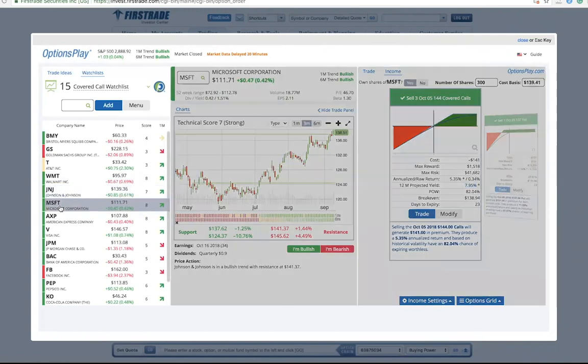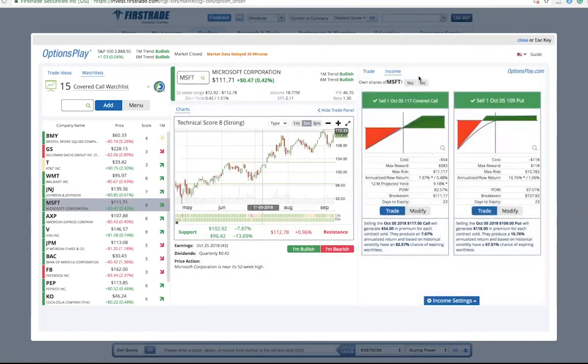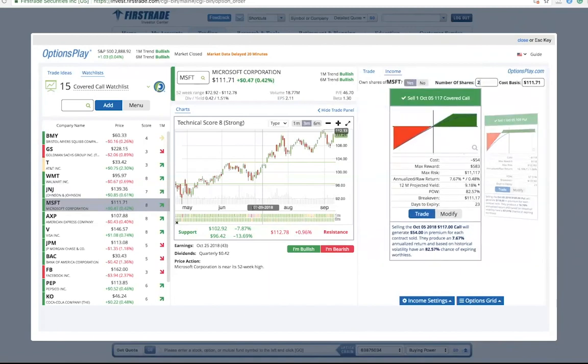Let's move on. Let's take a look at Microsoft. Many of you own Microsoft. So do you own shares of Microsoft? You click on yes, type in the number of shares that you own. Let's say you own 200 shares of Microsoft. Microsoft pays a 1.5% dividend. So if you own the stock, that's a decent dividend, but it's certainly not hefty by any means. This is telling you to look at selling October 5th 117 covered calls.